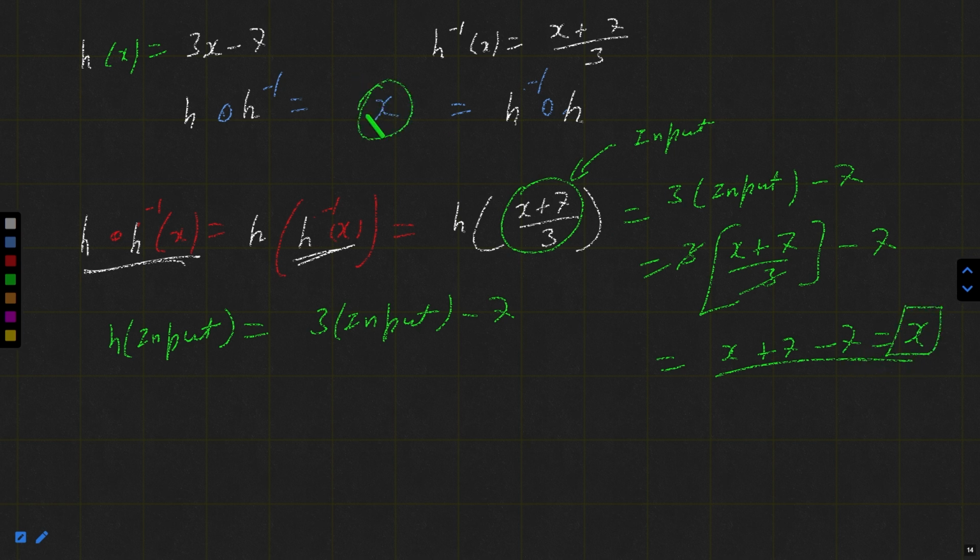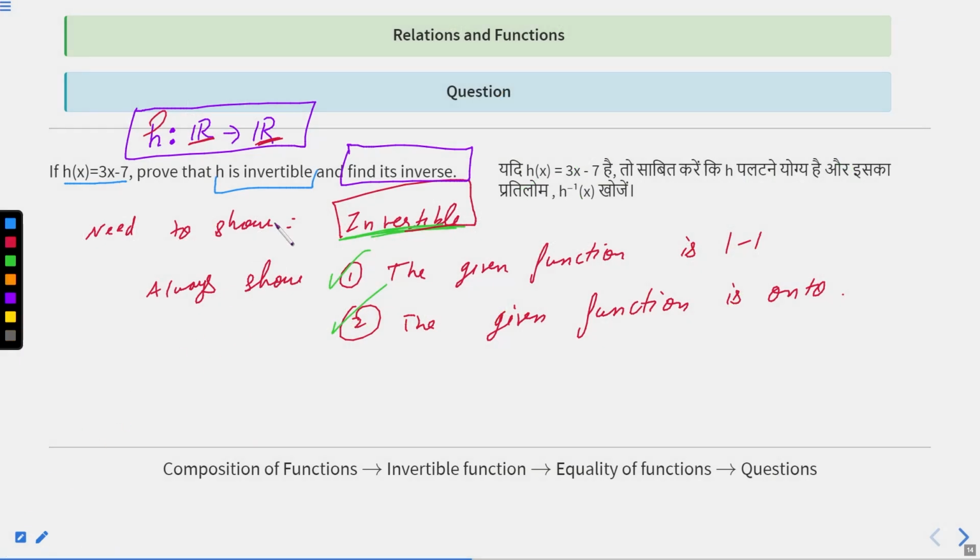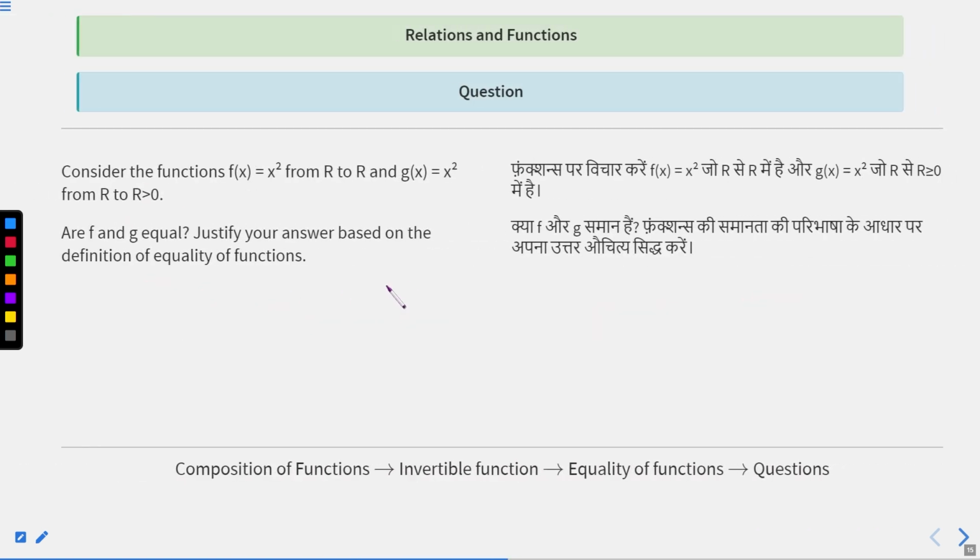So as you can see, I am leaving this for you, and you will find out that this is indeed equal to x. So this means we verified that h inverse will be (x plus 7) by 3. Okay, I hope that now you can do any question based on invertible functions, and you can find out its inverse also. Okay, let's move to next.